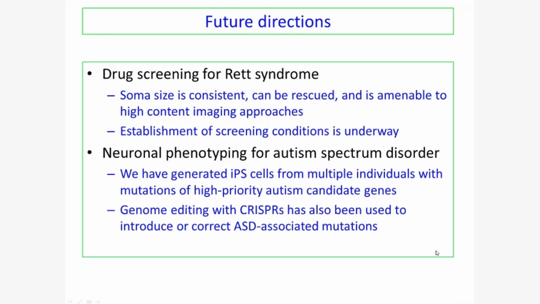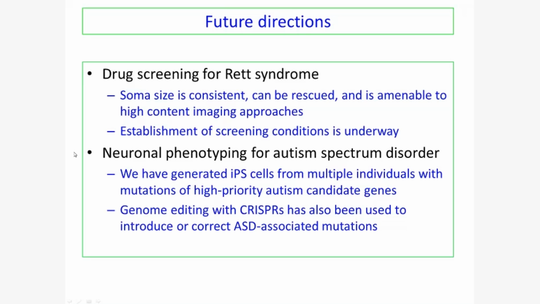And so some of the future directions that we and many other people are interested in pursuing are, for one, drug screening for Rett syndrome. We've found in a number of different experiments that soma size is consistent and it's relatively easy to measure and that it can be rescued, suggesting that it, or other related phenotypes, could be used as the foundation for developing drug screens. And the Ellis Lab, amongst others, are pursuing this, and we are currently developing tools aimed at developing these screening conditions.